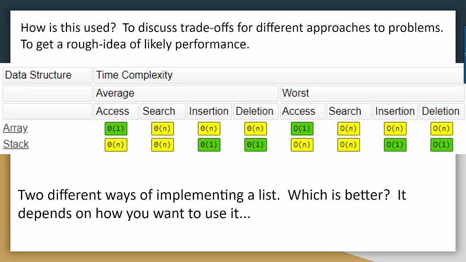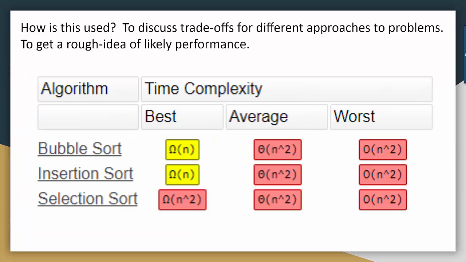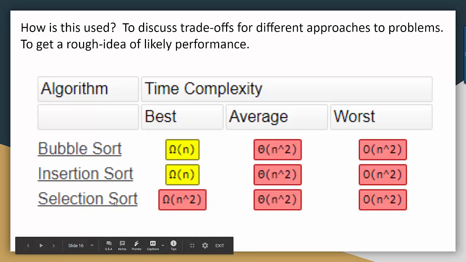So it's for that kind of discussion. You can also use it to compare different approaches to the same problem. The problem of sorting a list is something that happens a lot in computer science. And there are dozens and dozens of different approaches to how you can sort a list. Three of the most obvious ones that you're going to see at the very beginning are bubble sort, insertion sort, and selection sort.